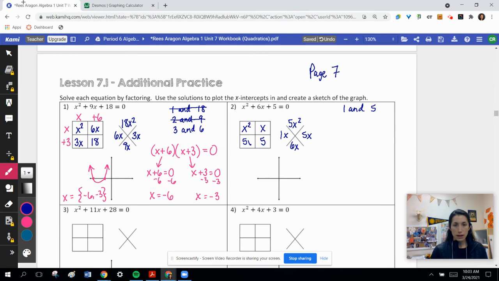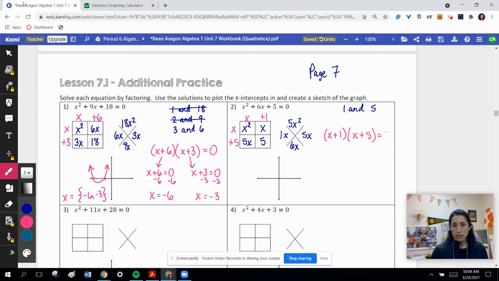Now our common factors, between x squared and 5x, the greatest common factor would be an x. Greatest common factor here would also be an x. We'll multiply that with a 1, and we'll multiply this with a 5. Okay, so now when we write this in factored form, one of our factors is x plus 1, and another factor would be x plus 5.